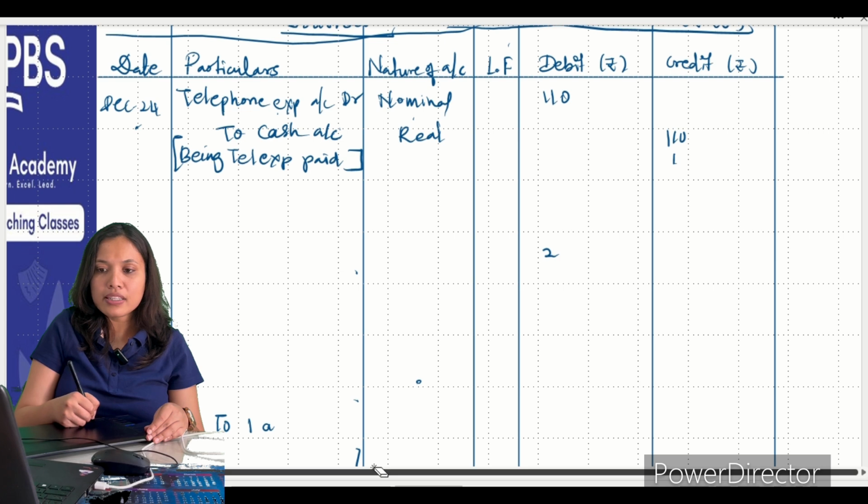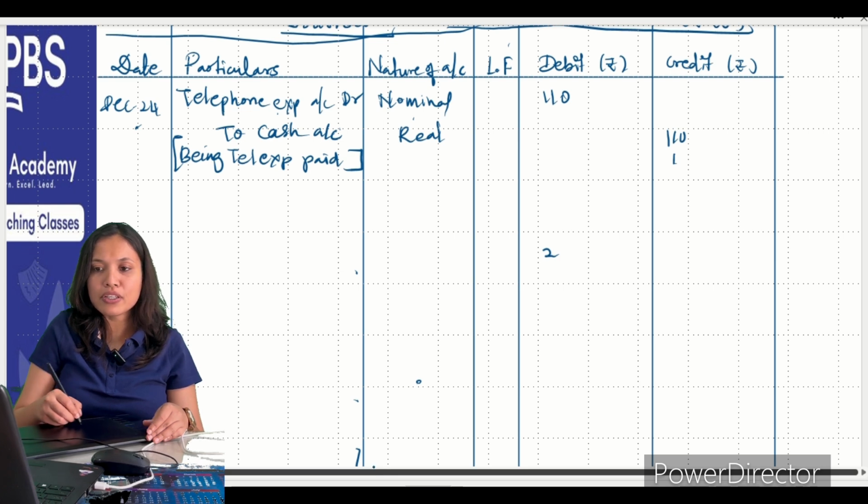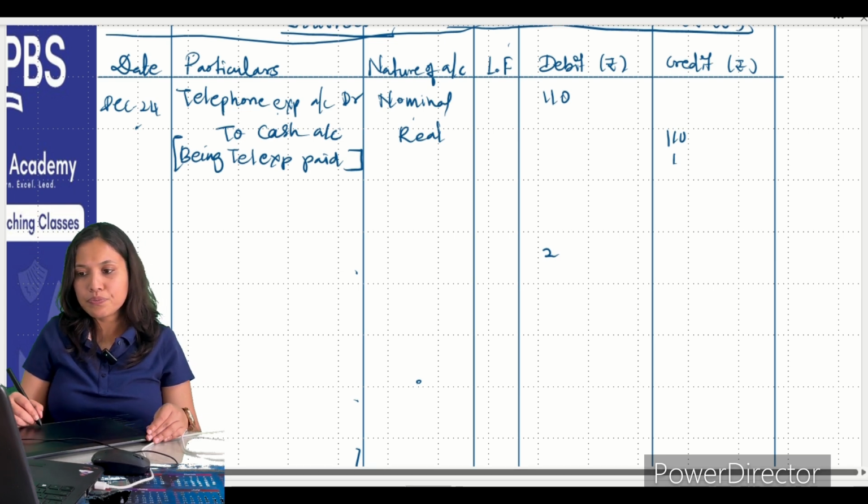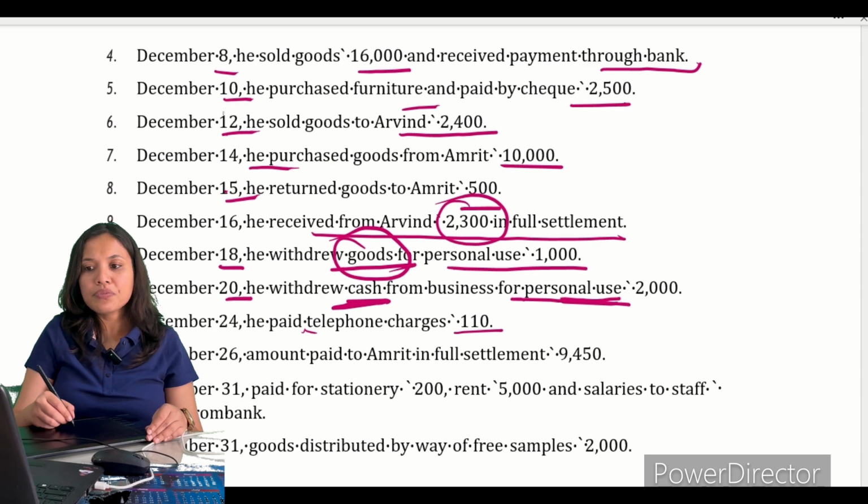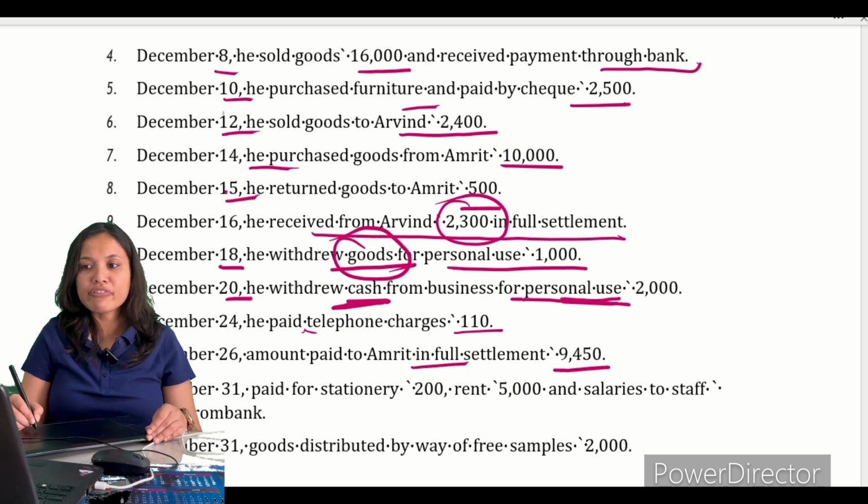I've told you already, I'll be writing the shortcuts, but you are not allowed to do so. Clear? Okay. Next. Amount paid to Amrit in full settlement 9450.